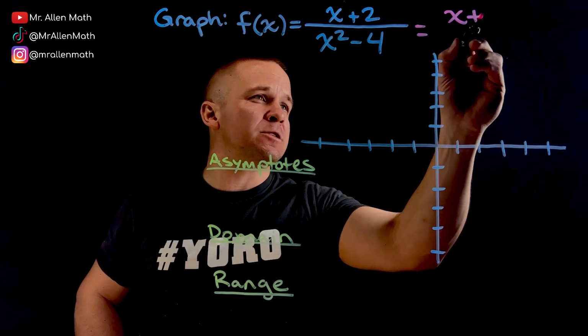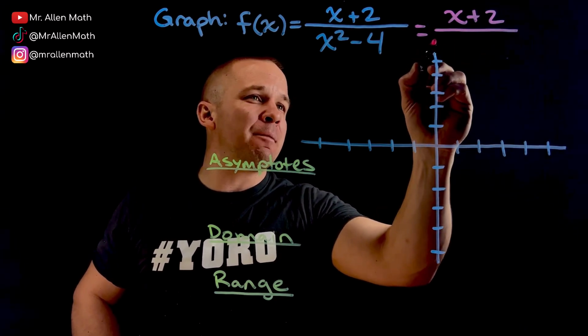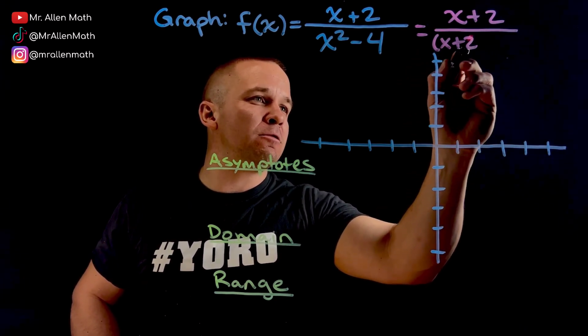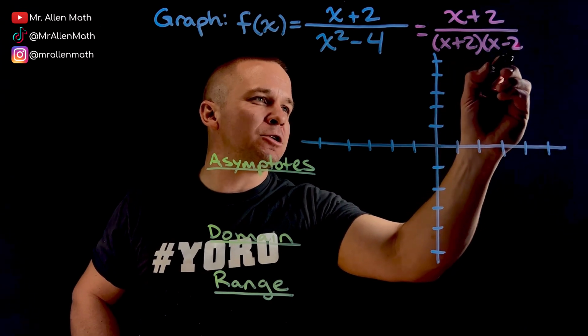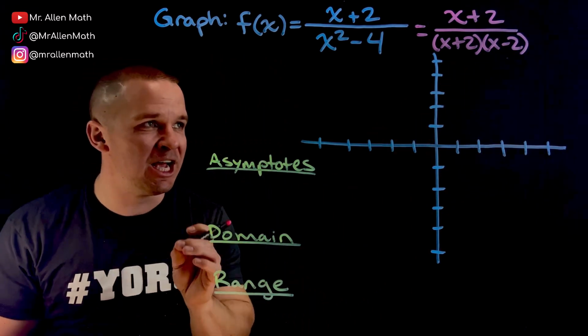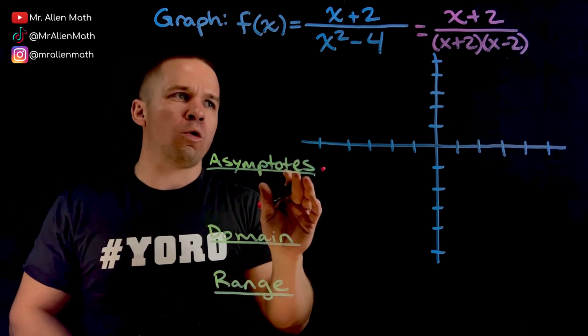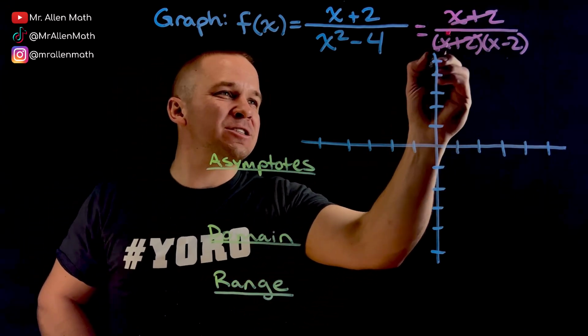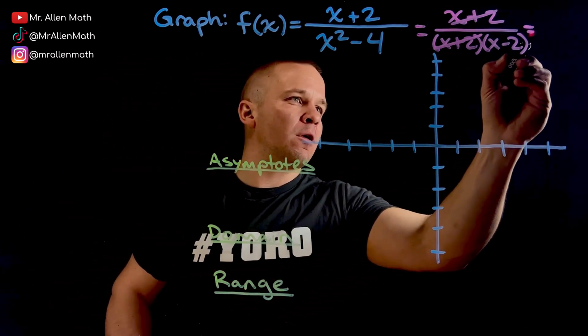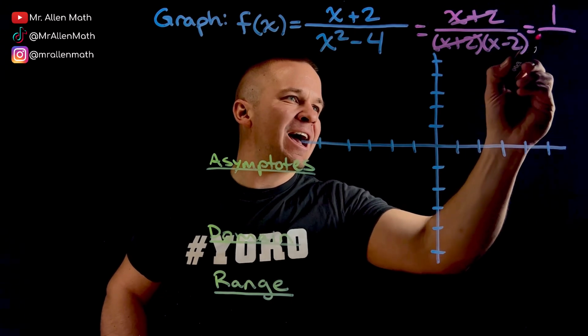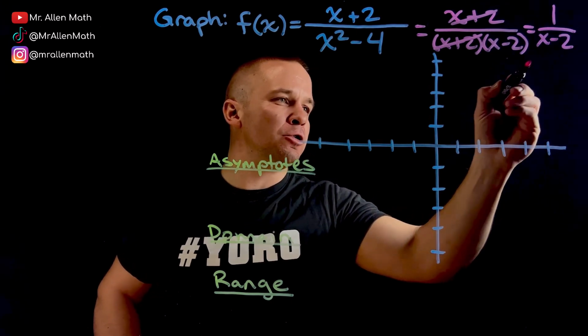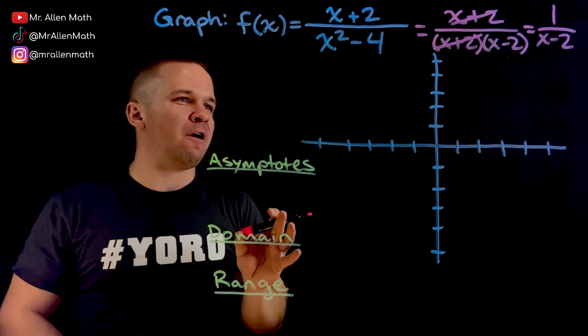I'll still have x plus 2 in my numerator, but in my denominator, I'll have x plus 2 and x minus 2. Now, what is going to happen here? We are going to be able to cancel these two, and I'll be left with 1 over x minus 2. That is my simplified function.